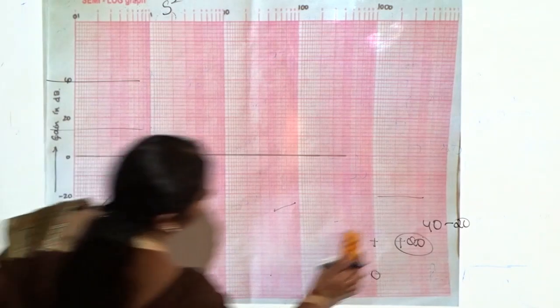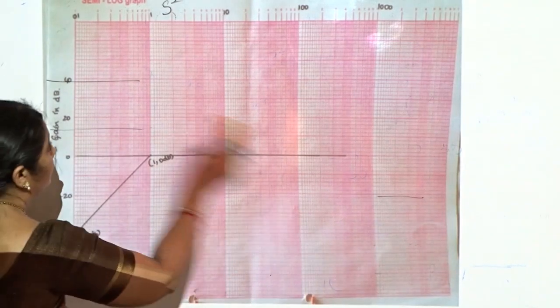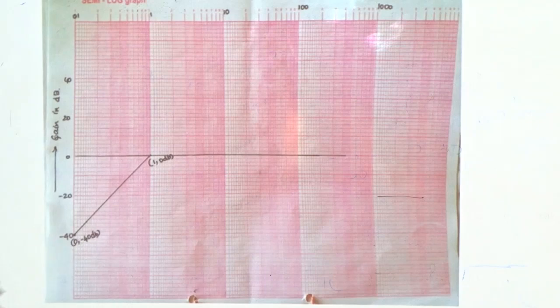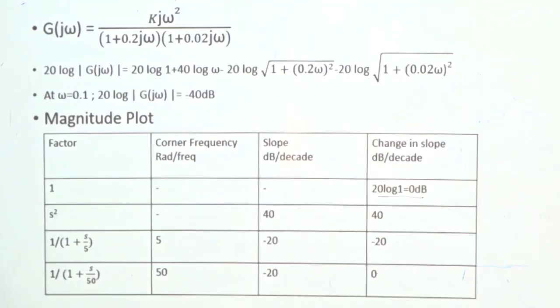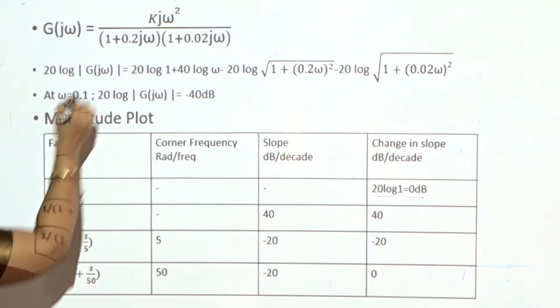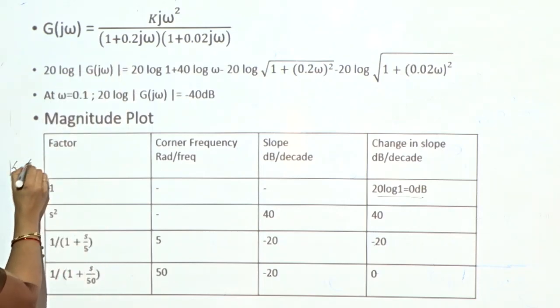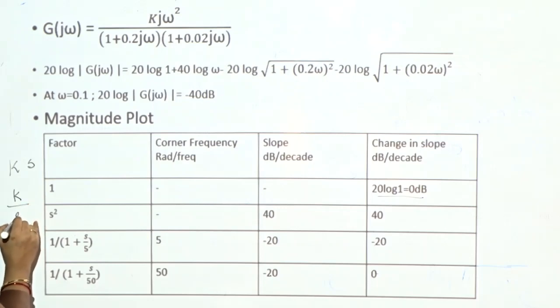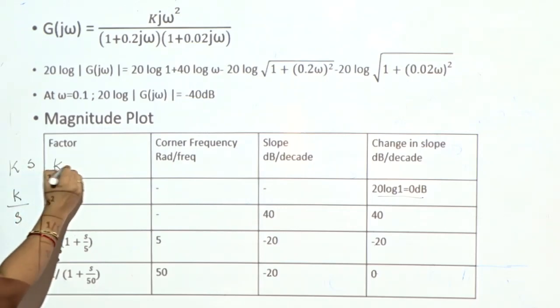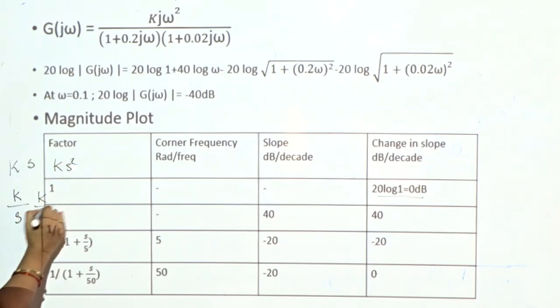Now let us start drawing the magnitude plot. To start with, we have to know what initial value magnitude we have to consider. Either directly looking at the table we can make out that when we start, we have to look into the K into s or K by s.